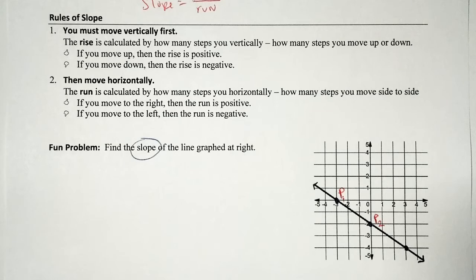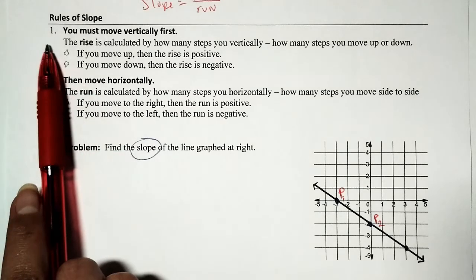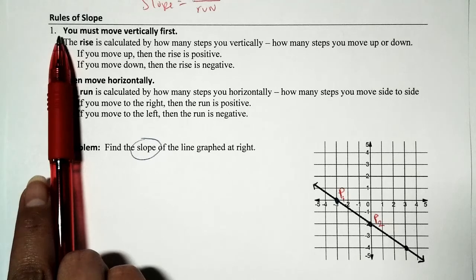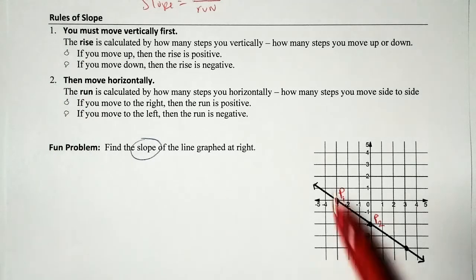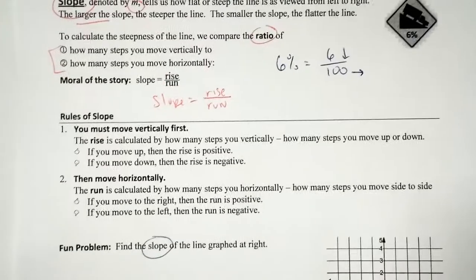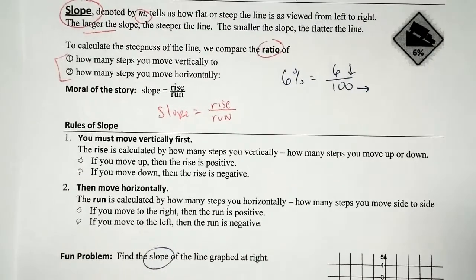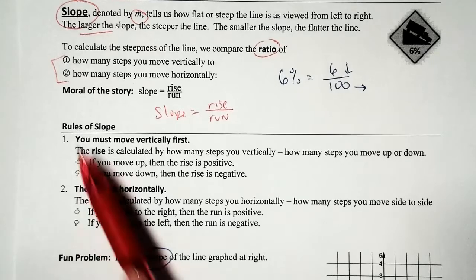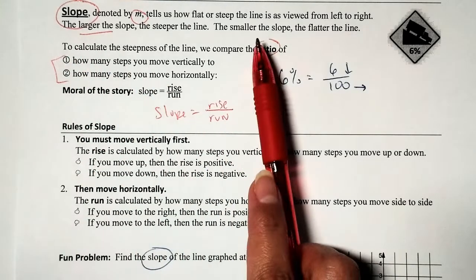What are the rules for slope? It says rules of slope. You have to move vertically first and then horizontally. So we're going to go up and down and then side to side. Why is it that we have to go vertically and then horizontally? Well, that's the only way we're going to make sure that steep lines have large slopes and lines that are not so steep have smaller slopes.